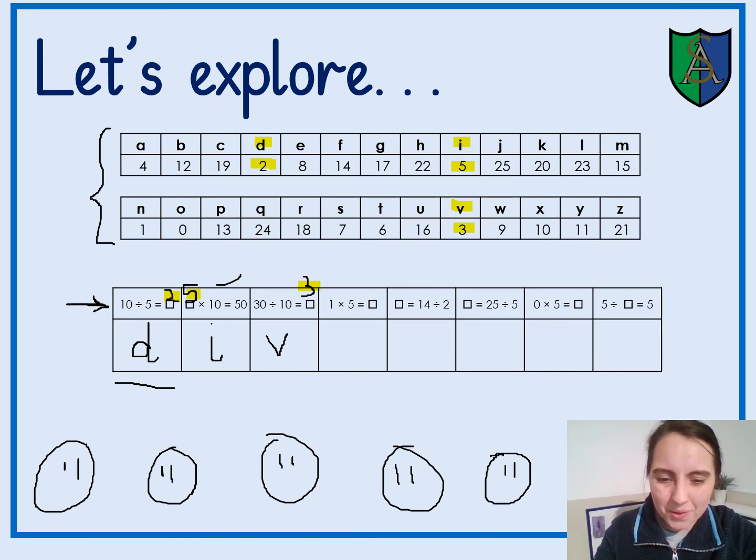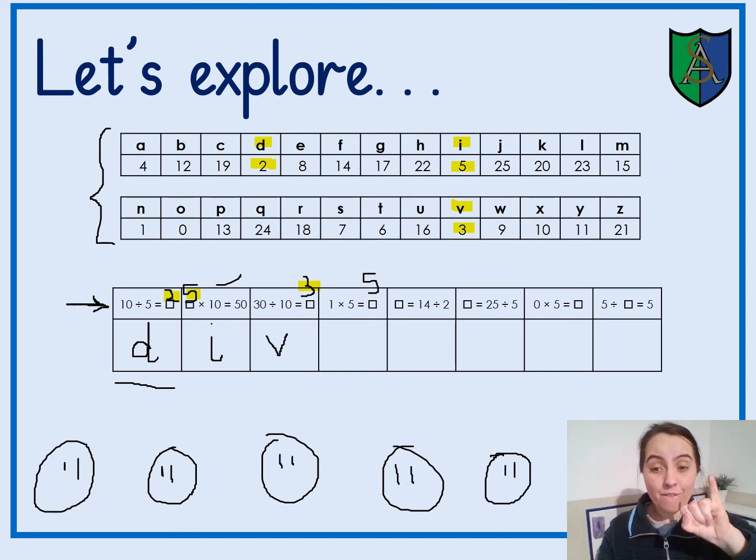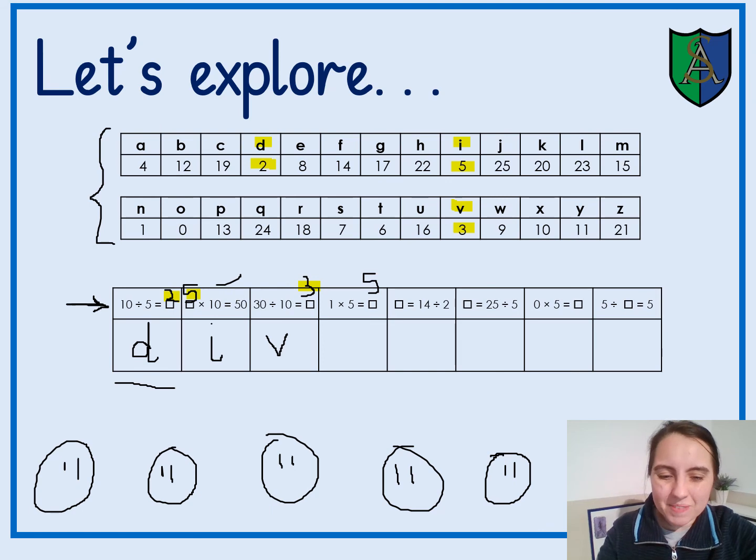Let's see the next one, okay? Our next code is 1 times 5, which is equal to... Brilliant, 5. Well done if you said 5. Because if we count in our 5s once, 5, the answer is 5. Now we've got to find the matching letter to 5. Oh, we had this one before, didn't we? Oh, so it's just up here. We've got 5 and an I again. So we can go ahead and pop that in there.